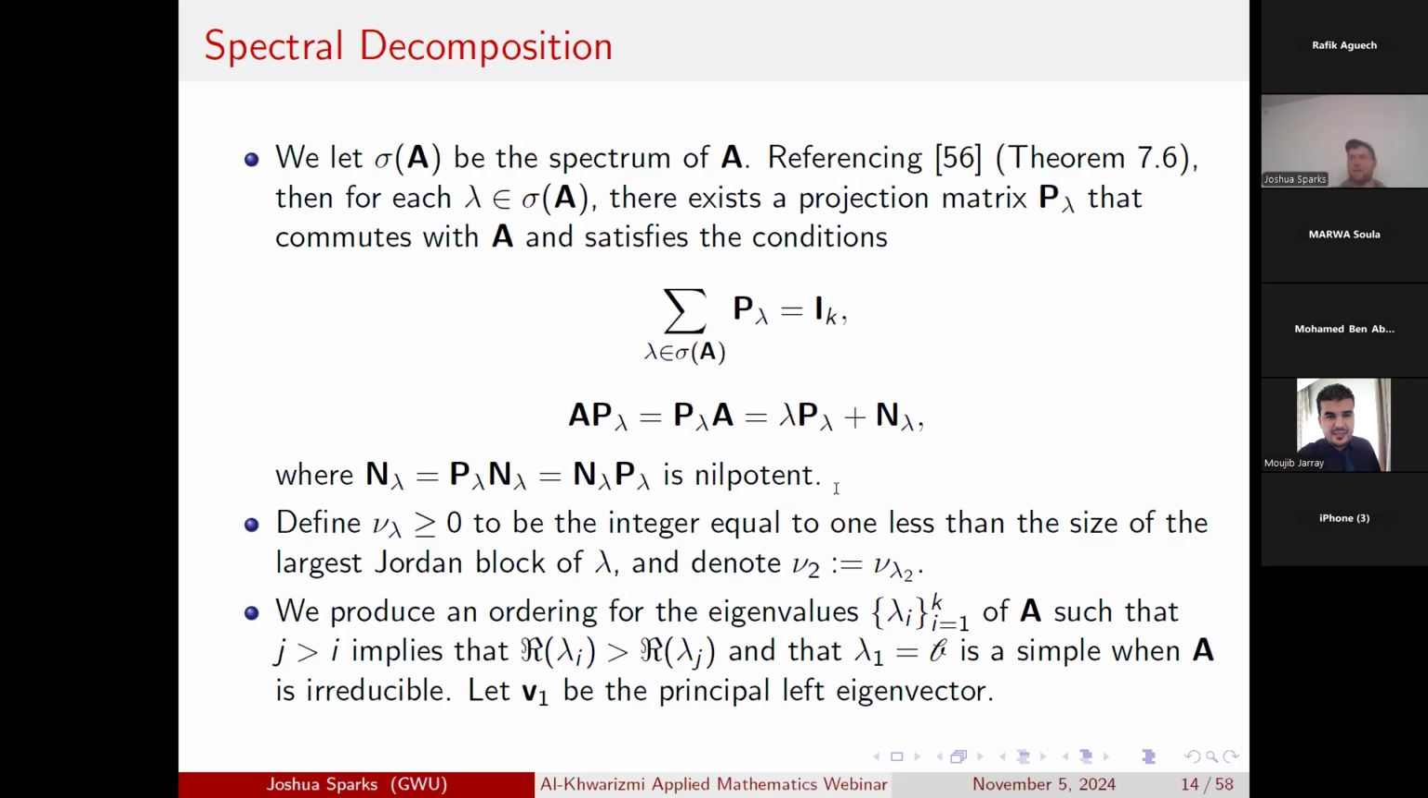And then if we produce an ordering for the eigenvalues of A, so that basically this is the ordering that I talk about, then if J is larger than I for our eigenvalues, that tells us that the real part of lambda sub I is strictly greater than the real part of lambda sub J, and that lambda 1 is simple when A is irreducible. And we'll let this V sub 1 be our principal left eigenvector, basically the eigenvector that's related to lambda 1.